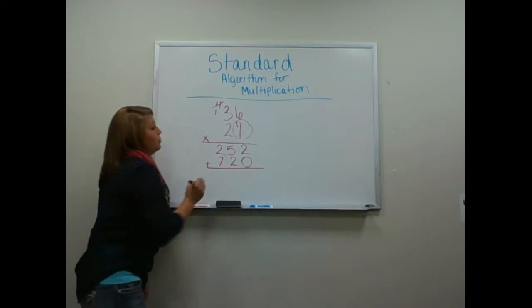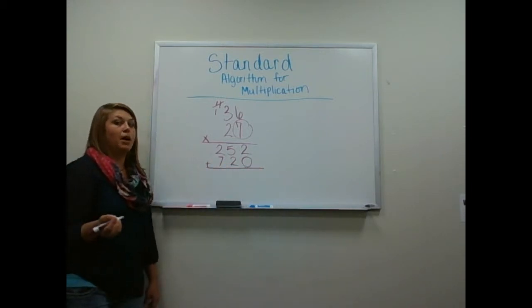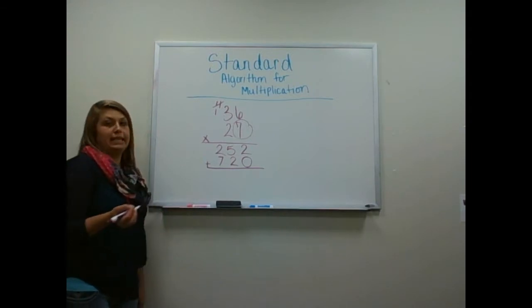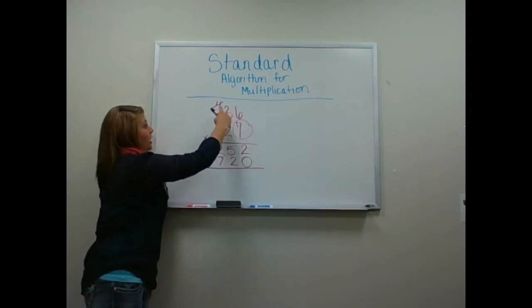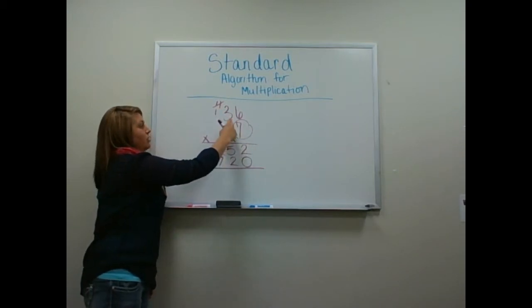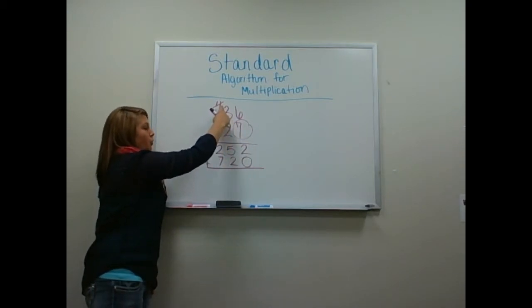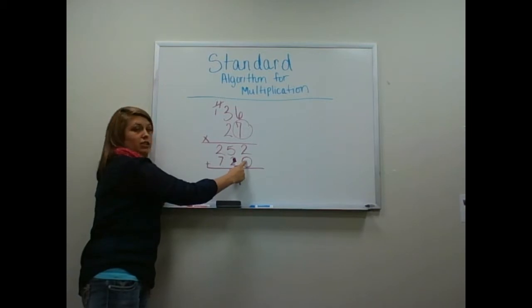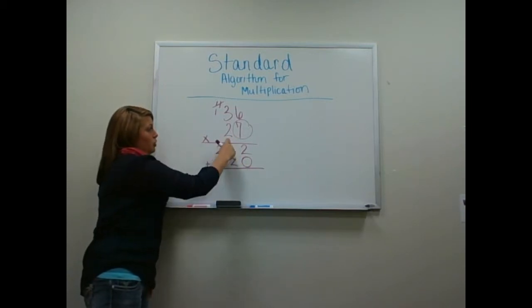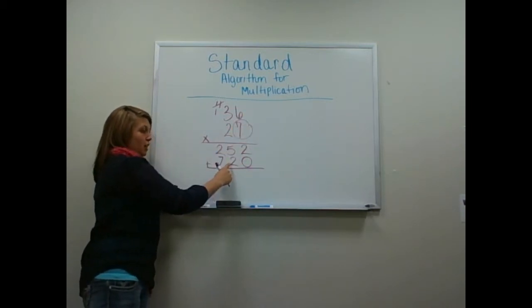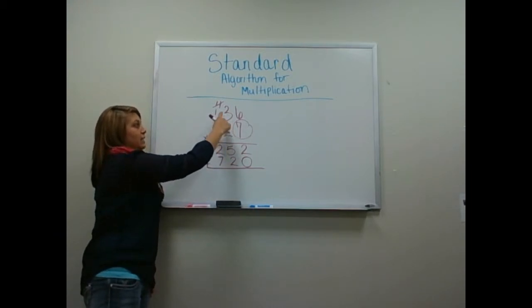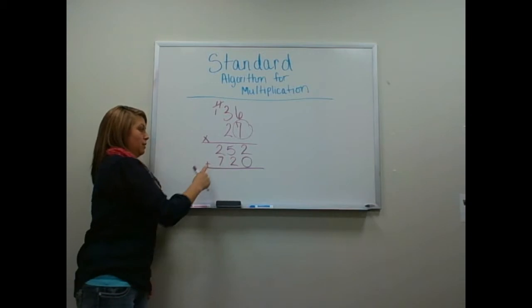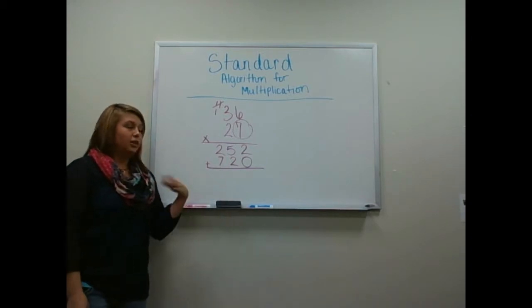Okay. Before I go on to my following step, I'm going to just quickly review what I did. 7 times 6 is 42. I placed the 2, I carried the 4. 7 times 3 is 21. 21 plus the 4 equals 25. Here is my stopper. 2 times 6 is 12. So I put my 2, I carried my 1. 2 times 3 is 6. Plus 1 equals 7. Okay. So I did a quick review.